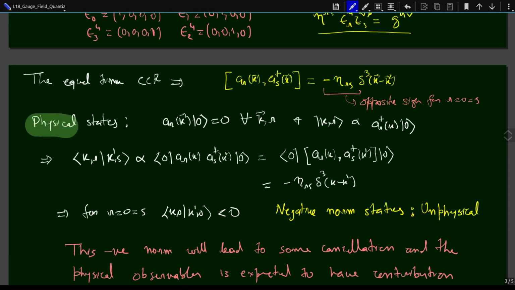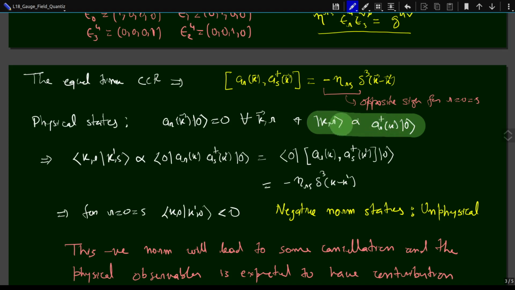To understand that, we'll look at how we define the physical states. The physical vacuum is defined by a state which is annihilated by all of these a r k, for all k and all r. And we also define a single particle state, up to a proportionality constant, which I'm not writing for simplicity. This single particle state with momentum k and spin index r is just a r dagger k acting on the vacuum.